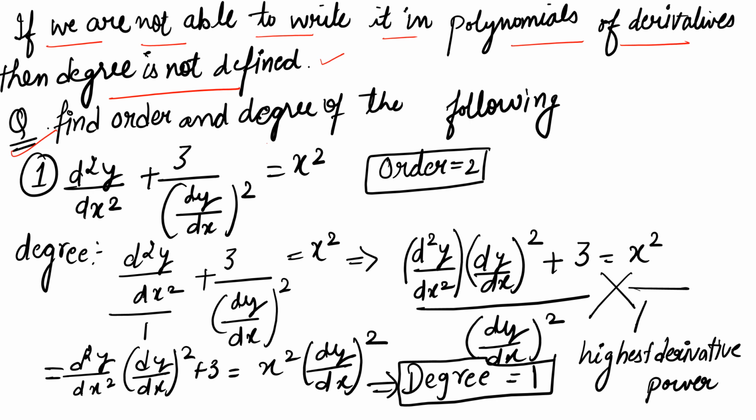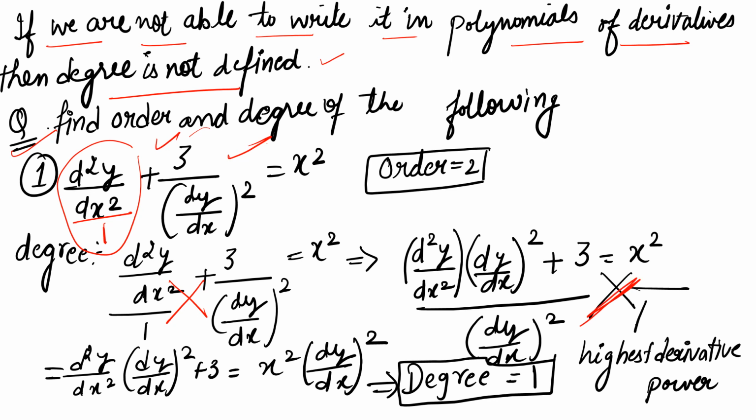The first question is: find the order and degree of the following: d square y upon dx square plus 3 dy upon dx equals the square of x square. First we will express this equation as a polynomial of derivatives. We take the LCM of these two terms and then cross multiply. Then we again cross multiply. After that we get d square y upon dx square times (first derivative power 2 plus 3), and on the right-hand side we get x square times (dy upon dx) whole square.